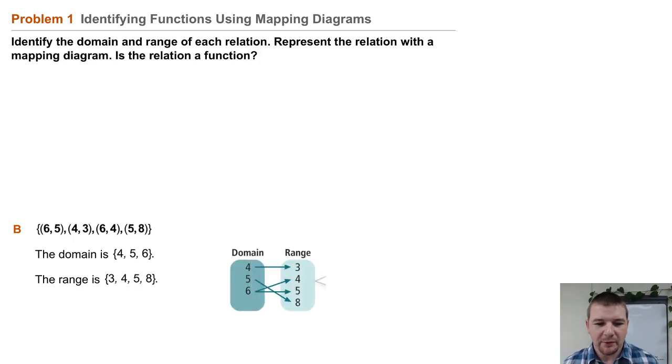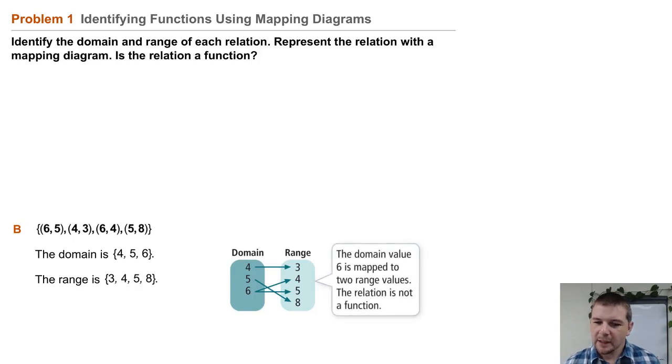A mapping diagram at the right. We take the domain 4, 5, and 6, list those from least to greatest, from top to bottom. Something similar with the range, and then use arrows between domain values and range values to show the relation. Notice the domain value 6 is mapped to 2 range values. That means the relation is not a function.